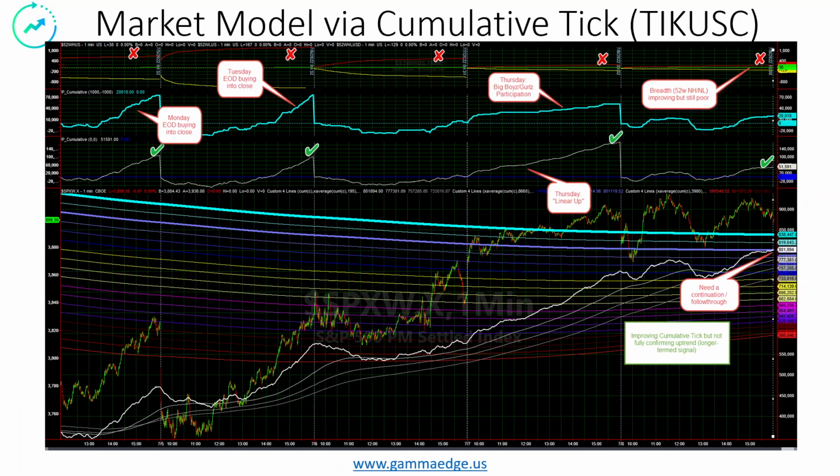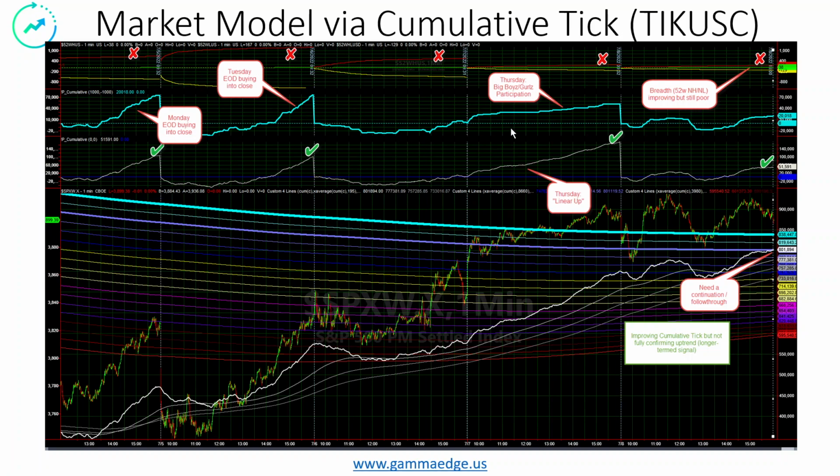Let's start with the cumulative tick model on the U.S. composite. Across the top, we have the 52-week new high, new low. We use this as a breadth indicator. It's a lagging indicator. It's still showing day over day extremely poor breadth, although obviously we are improving here. But overall, we have not yet flipped. We're not getting broad participation from the markets.